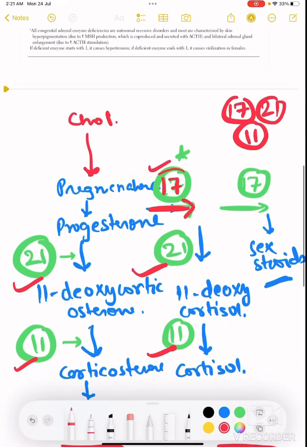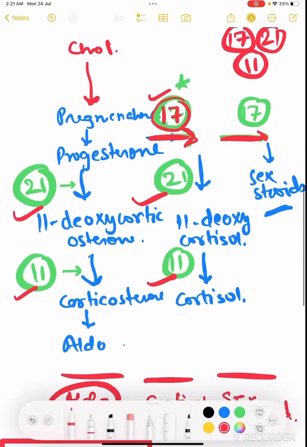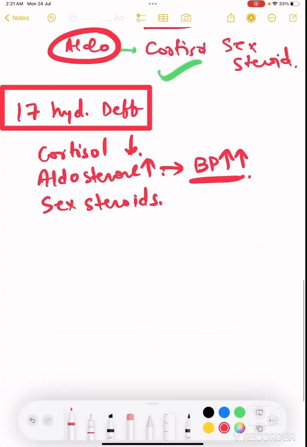Since 17 alpha hydroxylase is required for shunting the molecules from the aldosterone to the cortisol pathway, and again from the cortisol pathway to sex steroids, and 17 is present over here again, that's why sex steroids will also be low. Okay, so if the patient is female or if it is male, what will happen?